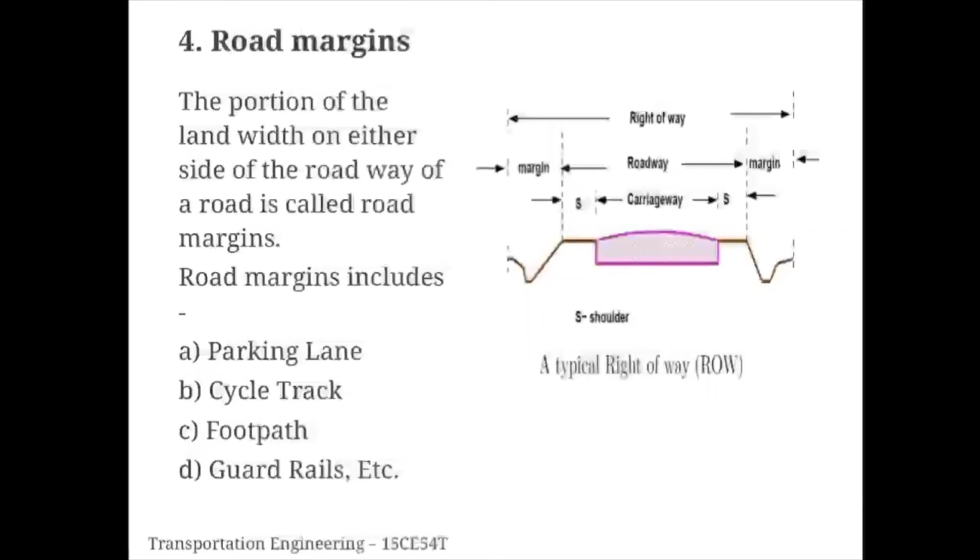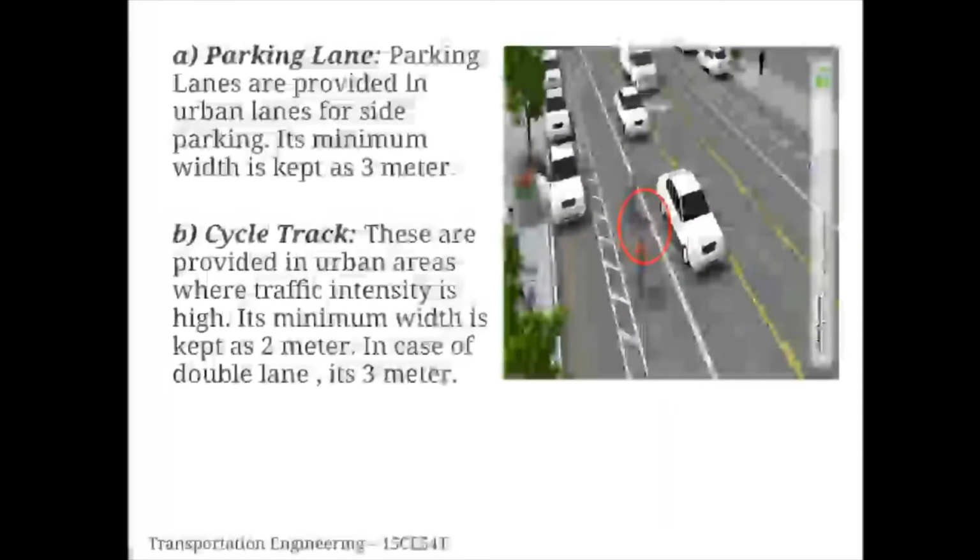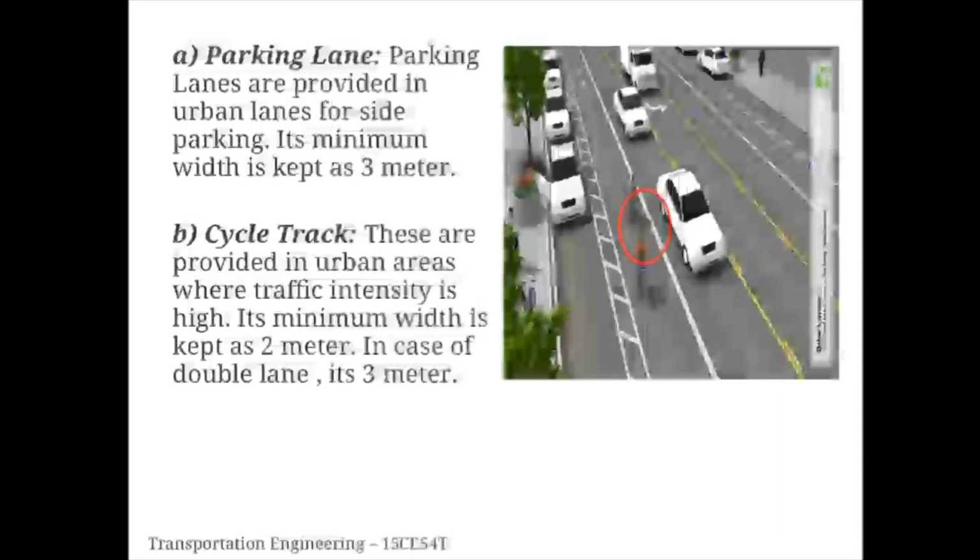Road margins. The portion of the land width on either side of the roadway of a road is called road margins. Road margin includes parking lane, cycle track, footpath, guardrails, etc. Parking lanes are provided in urban areas for side parking. Its minimum width is kept as 3 meter. Whereas cycle tracks are provided in urban areas where traffic intensity is high. Its minimum width is kept as 2 meter.